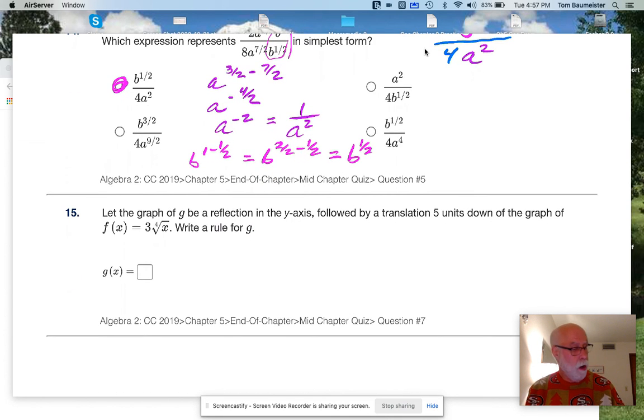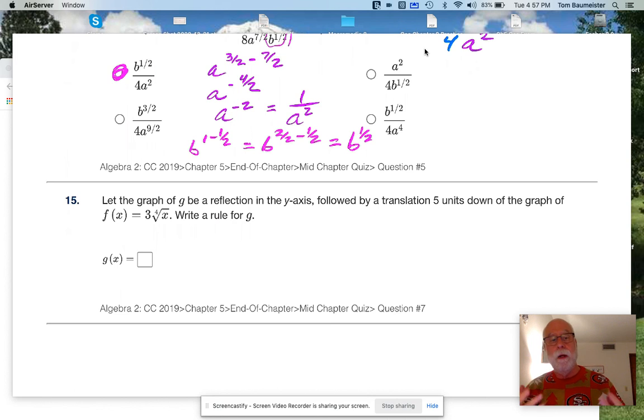All right, and then our last one, again, let's start thinking. I keep saying we've done these because we've done these. Let the graph of g be a reflection in the y-axis, followed by a translation 5 units down. Up and down is going to be outside. And remember, when it's a reflection, I told you we're going to write that as h of x is equal to f of negative x. If it was in the x-axis, the negative would be outside.